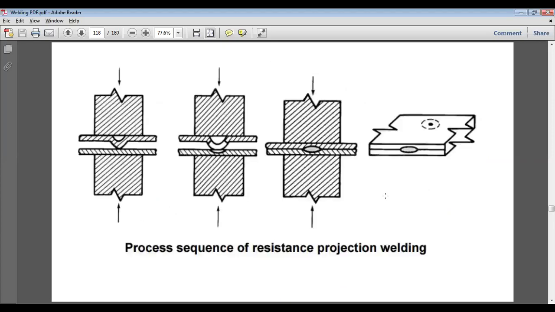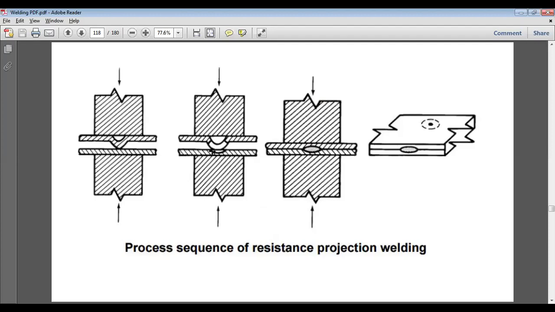Now another type of electric resistance welding is projection welding. In projection welding, we are already given the projection on the sheet that we are going to use. This projection we apply, and this projection basically fuses between these two, and this has more strength and is used for applications where we have to carry load.